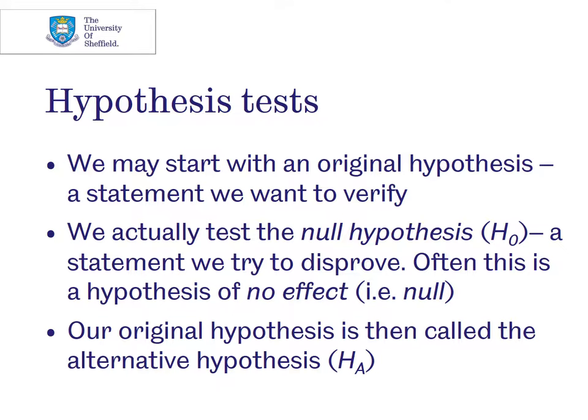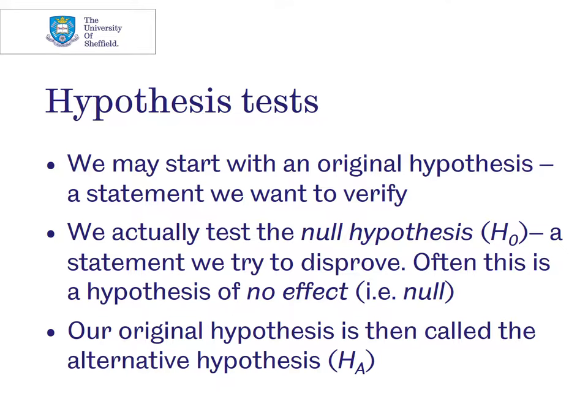Now, generally, we would start off with an original hypothesis. This is a statement that we would want to verify or we believe might be true. For example, here, we might have the hypothesis that the absence rate, the proportion of staff being absent over the 6-month period, is below 40%. Actually, what we have to do here is test what's called the null hypothesis. The null hypothesis is a statement that we are actually trying to disprove. The reason is it's quite difficult, in fact, almost impossible in statistics to prove a statement. It's much easier to disprove one.